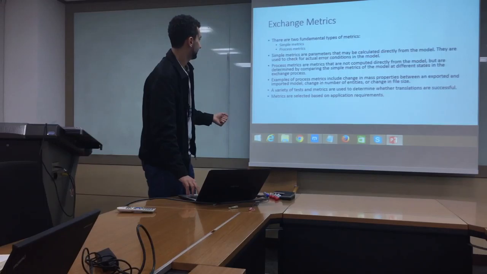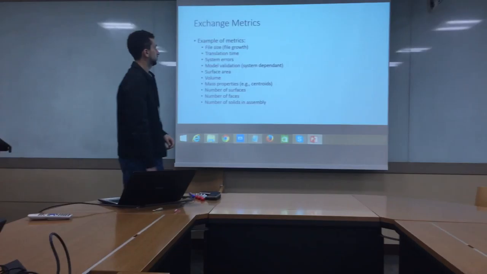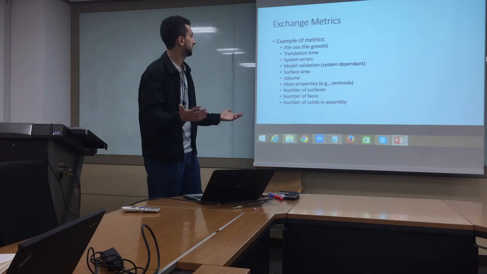The rest is pretty much straightforward. So examples of metrics: we have the file size. If the two are equivalent, if the semantics are equivalent, the file size should be pretty much similar. It should not grow so much.